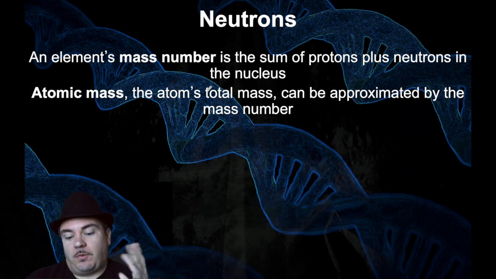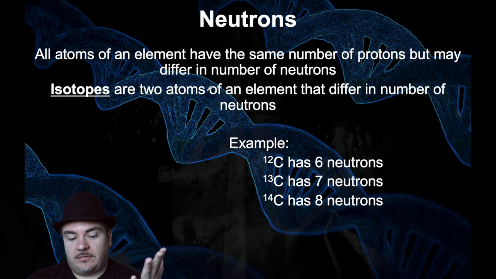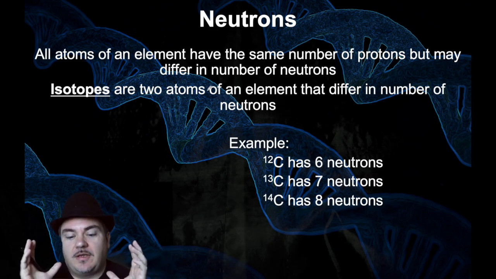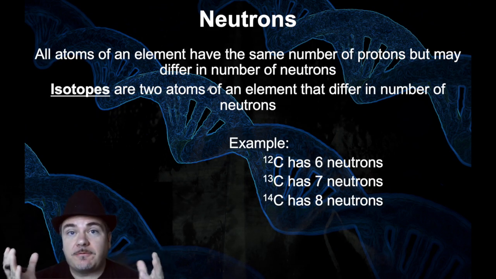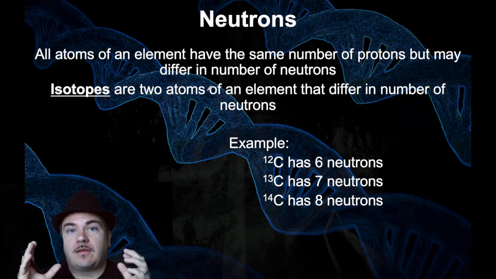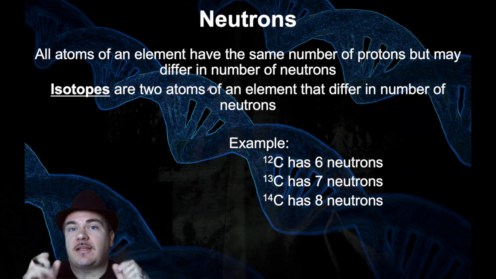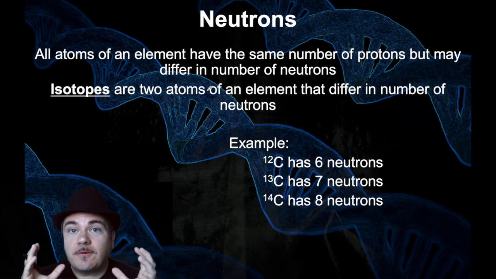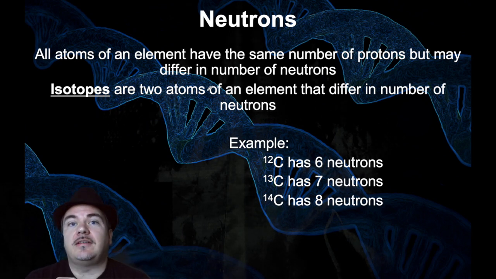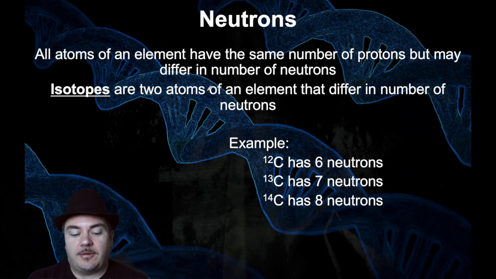Why do we care about neutrons? Well, it turns out that atoms can have different numbers of neutrons. All atoms of an element have the exact same number of protons. Remember, that never changes. That's what makes it the element it is. Every single carbon atom has exactly 6 protons. That's what makes it carbon.